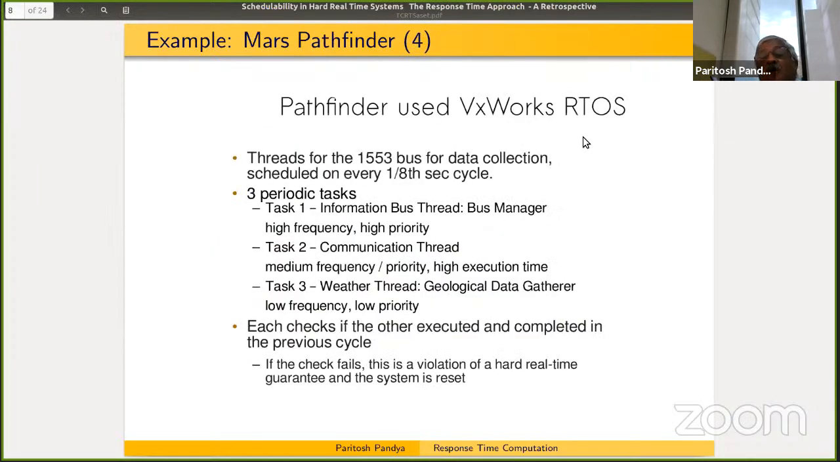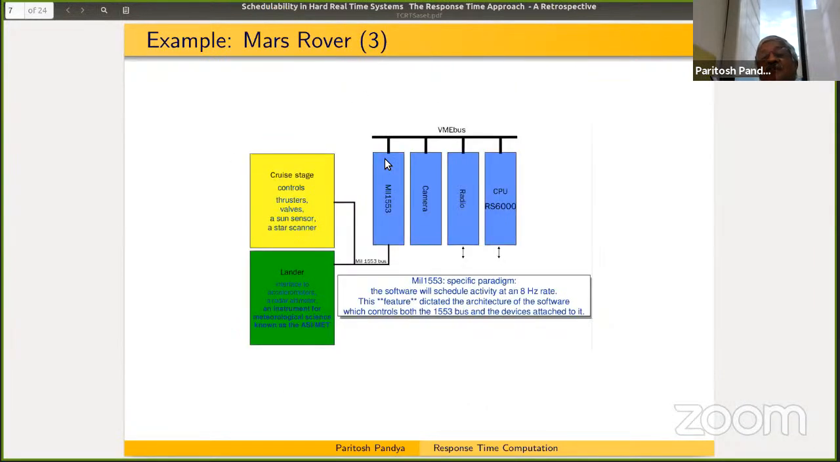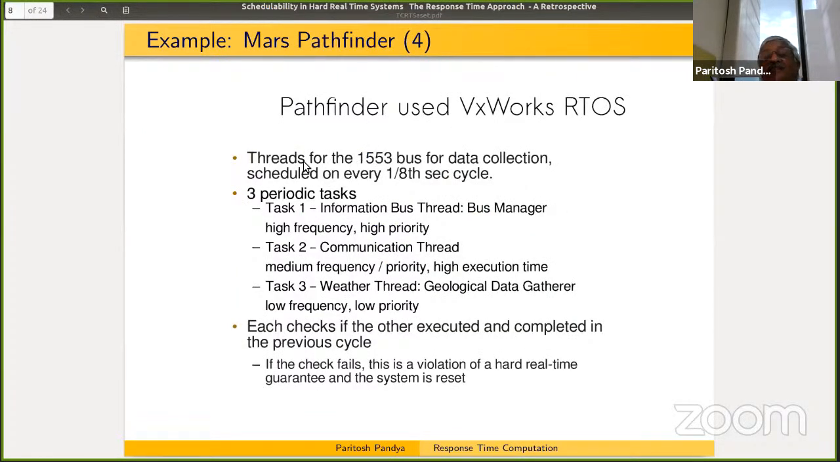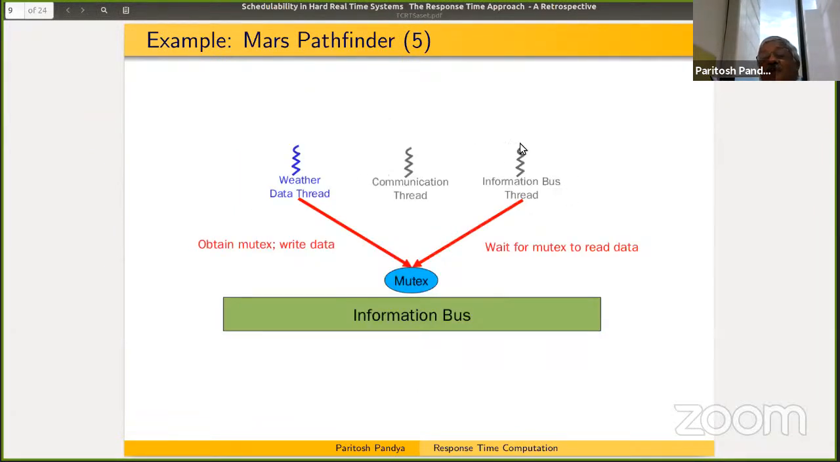And this Mars rover program would work around a real-time operating system called VxWorks. And the thread which would control this bus communication, which was one of the central components, was organized as a periodic task. And there were, in fact, three periodic tasks, each executed at about 1/8 of a second. And these three tasks, there was an information bus. So this information bus was involved in high speed communication between all the devices, including the computer, interconnected.